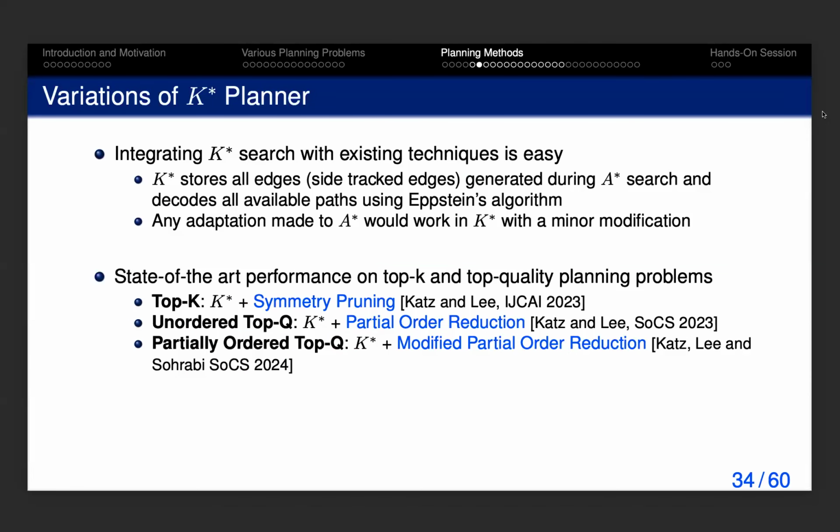One nice thing about this K-Star Planner is that it's very easy to integrate existing techniques for A-star search. Essentially, if you have some way to improve A-star, then it will work for K-star anyway. That's because at a very high level, what K-star does is simply store all edges, called sidetrack edges, generated during A-star search, and then it gives you all the paths using Eppstein's algorithm.